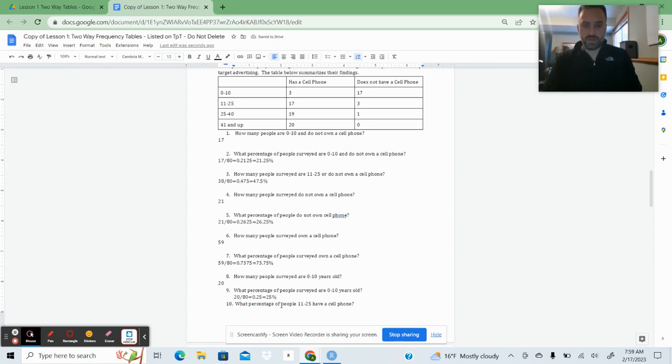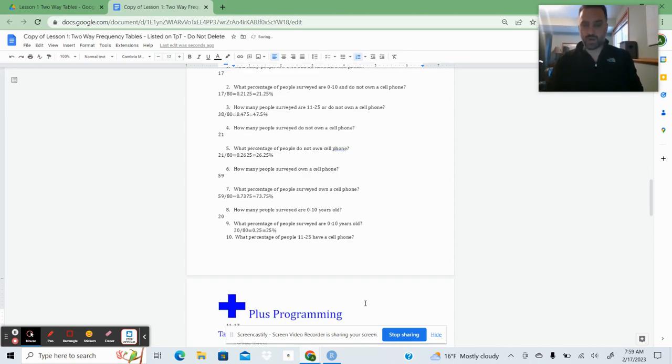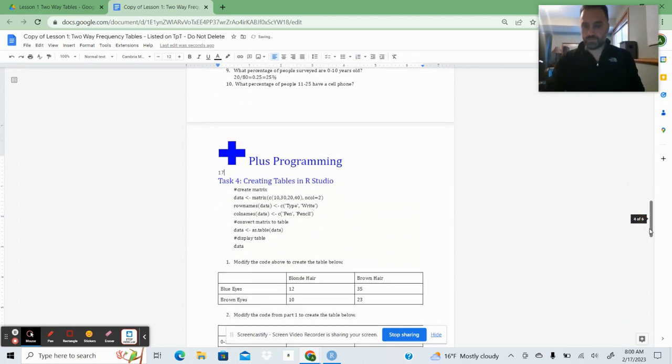What percentage of people 11 to 25 have a cell phone? So if you look here, 17 people out of the 20 people have a cell phone that are 11 to 25. So of the 11 to 25, 17 people have one out of 20. And then that is 0.85 or 85%.